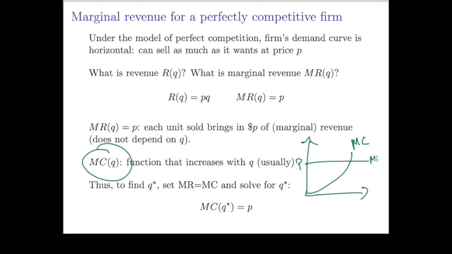So if you write down the marginal revenue, and you want to find the point Q star where marginal revenue equals marginal cost, you just have to set marginal cost exactly equal to P. And that'll give you the Q star that is optimal for maximizing profit.